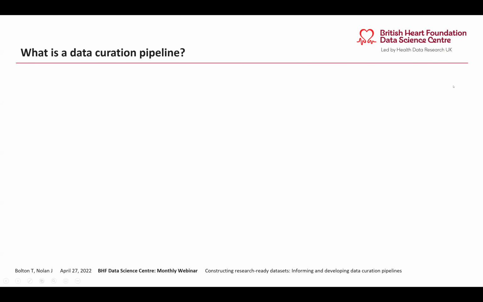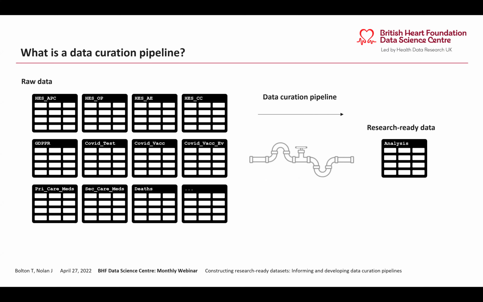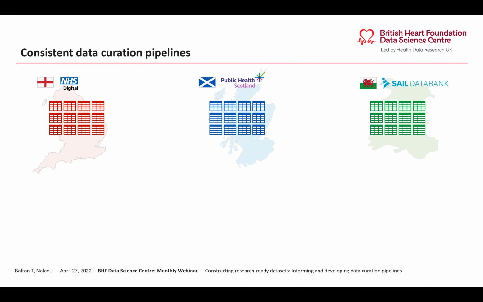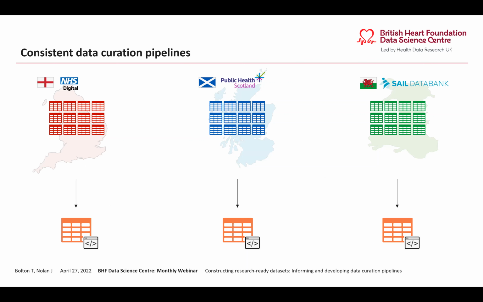So what do we mean by a data curation pipeline? Put simply, it's the process of transforming the collection of raw or original data sets to a research-ready analysis data set that can be used to answer research questions. As Kathy mentioned, it can be one of the most time-consuming parts of a project and will typically include data management, wrangling, cleaning, harmonization, phenotyping, checking, and visualizations. And working across the three trusted research environments where the underlying data differs, the aim is to make the data curation pipelines as similar as possible to produce consistent research-ready data sets to allow the same or almost the same analytical code to be run on each data set.